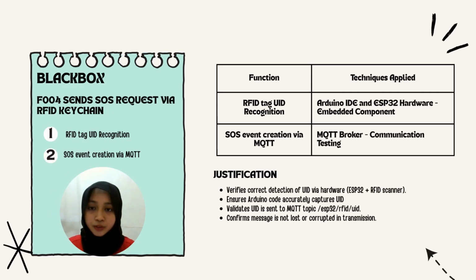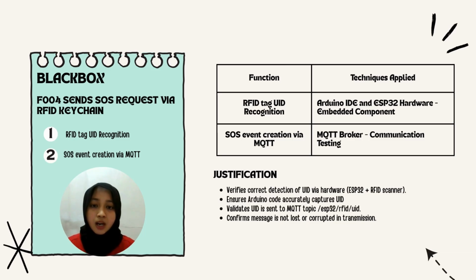So this is F004 send SOS request via RFID keychain black box testing, where we have RFID detection with UID recognition and also SOS event creation via MQTT. These functionalities have a few techniques to apply. For UID recognition, we use the Arduino IDE and also ESP32 hardware with the PN532. This is the embedded component. Then we have the MQTT broker, as communication testing, to verify the functionality of SOS event creation via MQTT.